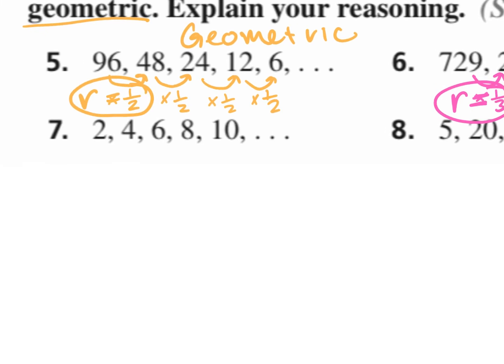All right, for number 7. What do I multiply to get from 2 to 4? Multiply by 2. If I multiply 4 times 2, do I get 6? So would this be geometric? Nope, it's not geometric.